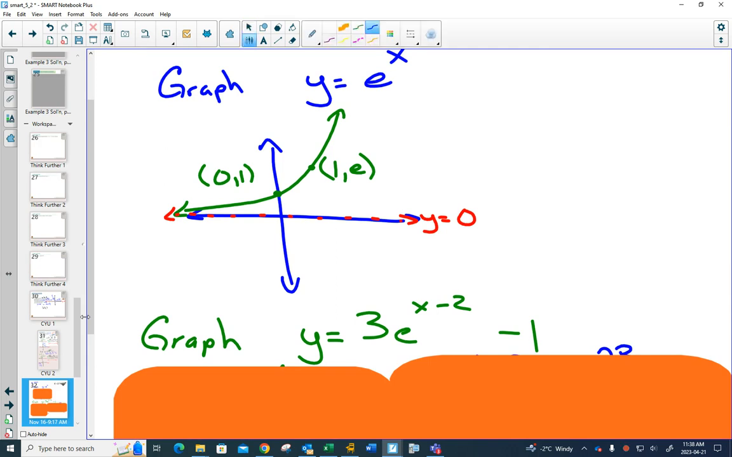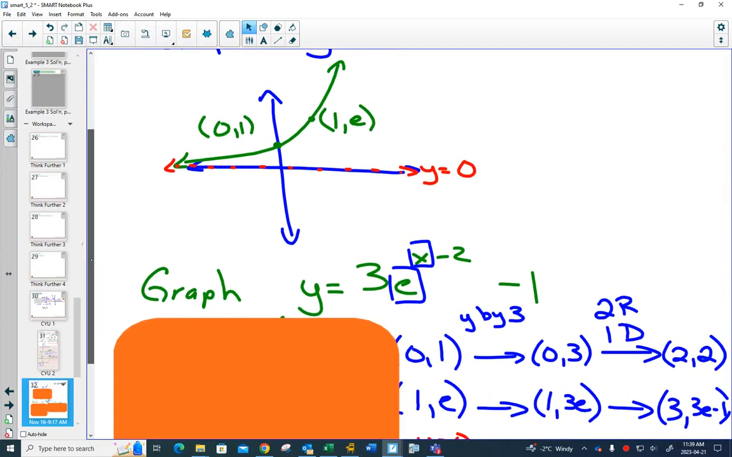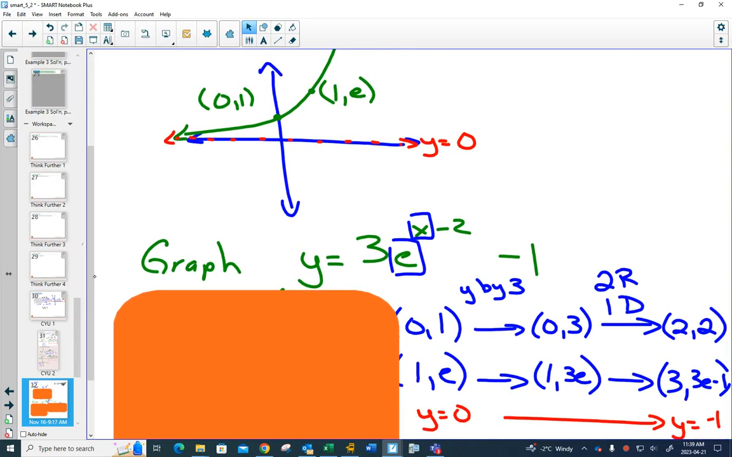You would recognize, okay, my parent graph is e to the x. What do I have here? I have a 3 in front. That's going to be a vertical stretch. I have a -2 in the exponent. That's going to move 2 to the right. And the -1 is going to move it 1 down. And we do the same thing we would have done before. Start off with our points, 0, 1, and 1, e, and do the transformations.